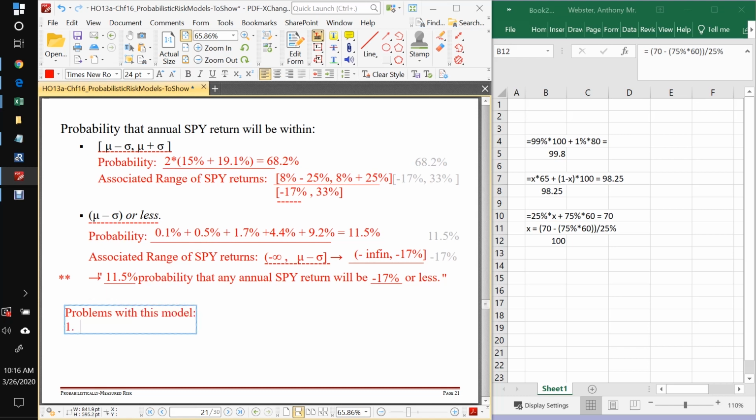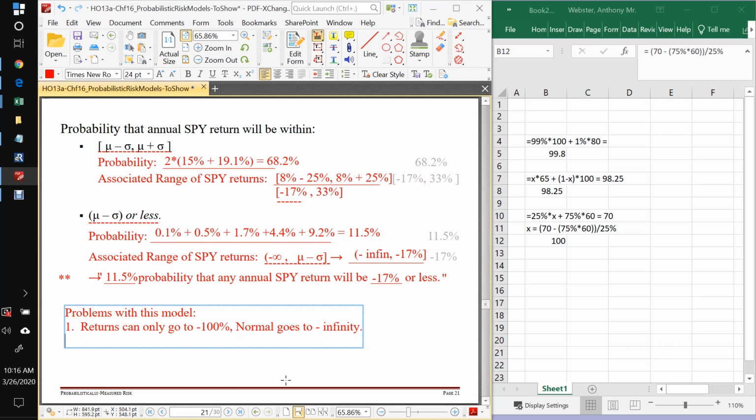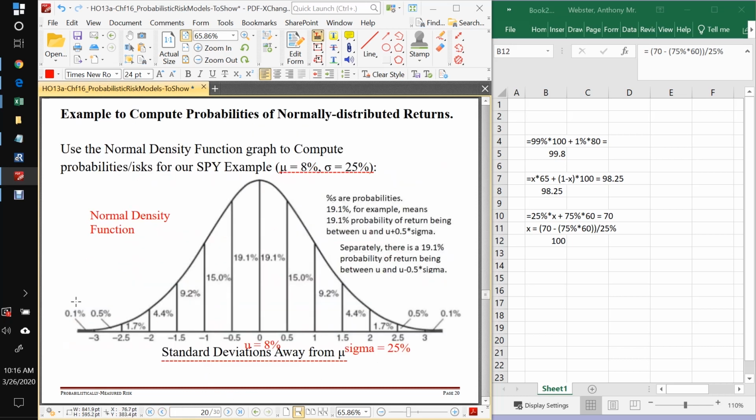Okay, one, some of you I'm sure have already noticed, is the returns can only go to minus 100%. Normal goes out to minus infinity. Okay, so that's not great, but the amount of the tail below 100% out here is very, very small, so we just deal with that modeling error.